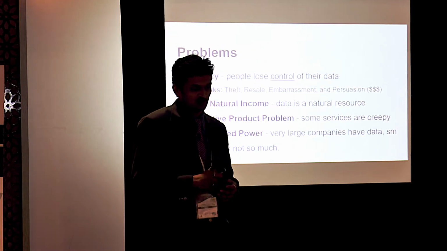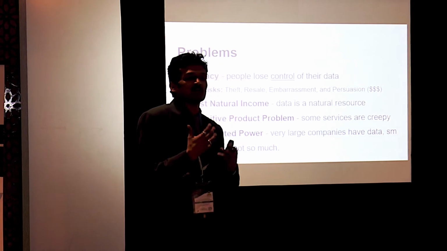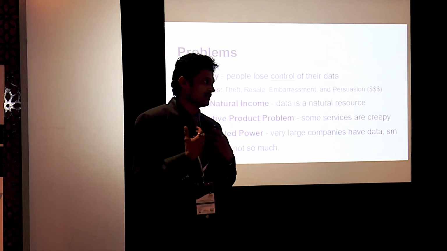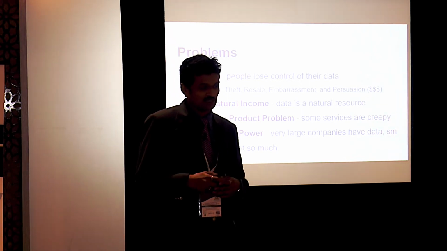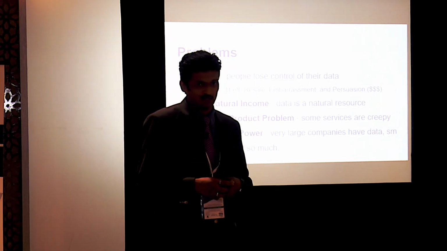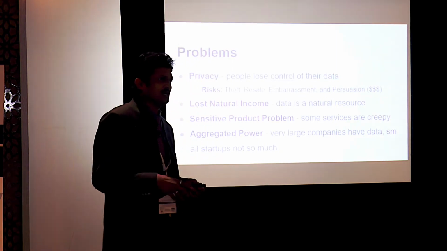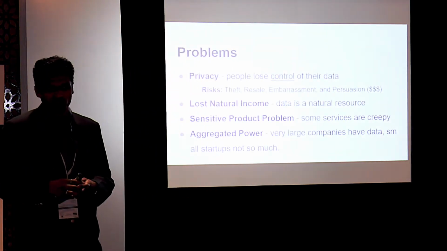But there are problems with this model. Right? People give away control of their data, so the control of their privacy, to these apps. So these are the problems. There are risks with that. It could lead to theft and resale, right? Just like last week, I think around 773 million emails were leaked.